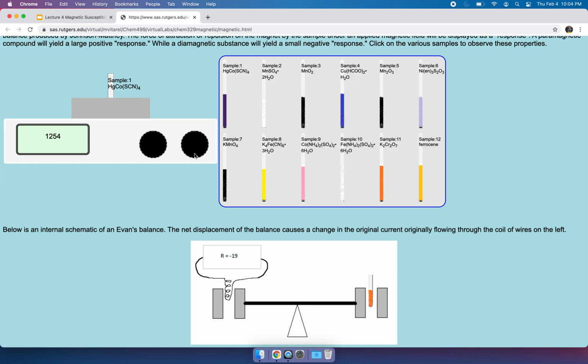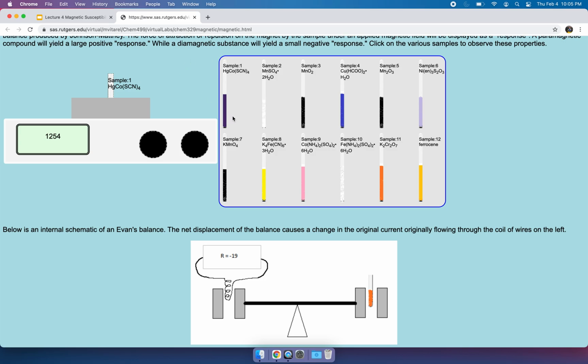A good time to say this: you're going to have to know this. So this is Hg2CO2. You'll need that to figure out the number of unpaired electrons on the Co. There are no unpaired electrons on the mercury in this sample. All the unpaired electrons are going to be on the cobalt.